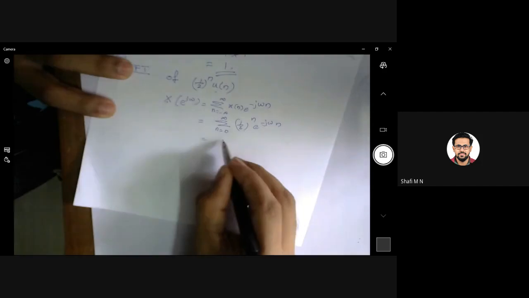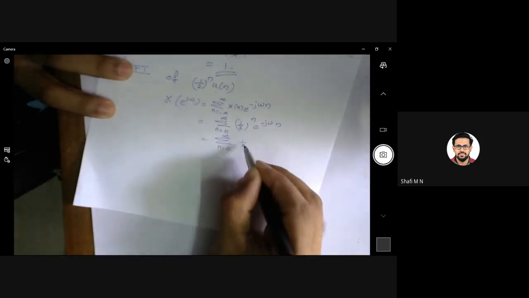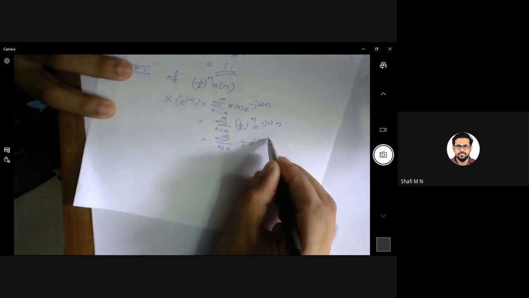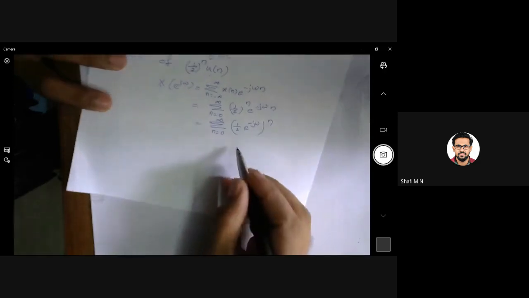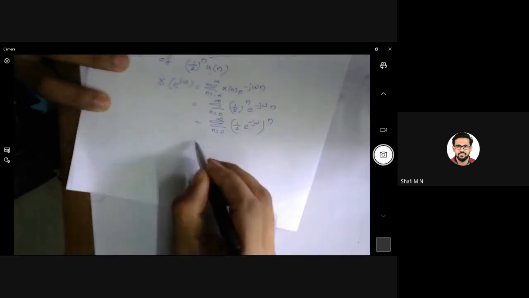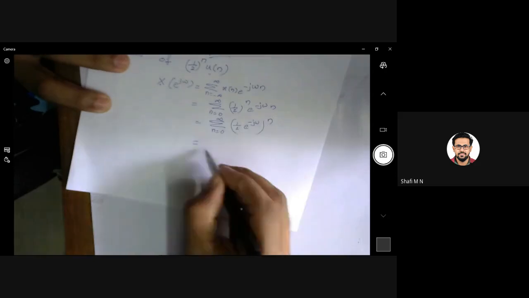Now let me write n in the combined form. So it will be 1 by 2 e raised to minus j omega, all raised to n. So this is a geometric progression, GP, right? When you substitute n equal to 0, what will happen? This term will become 1.